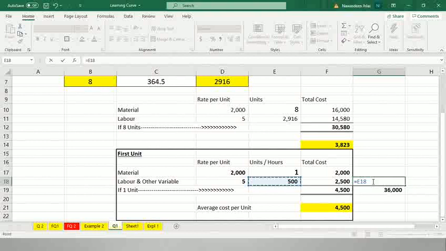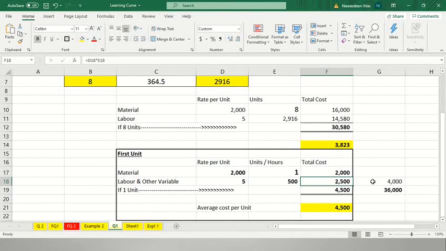Which means we are assuming per unit 500 labor hours needed, so for 8 units we need 4000 labor hours. But in the actual situation, when this particular employee is doing the same job again and again, they can improve their performance. As a result, they can reduce the time. So without the learning curve impact, we need 4000 hours.